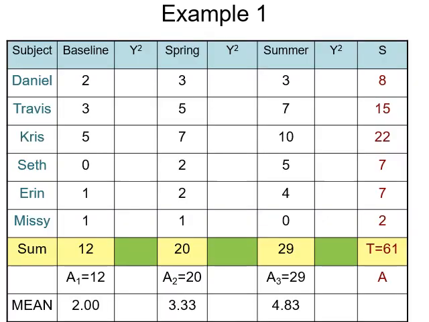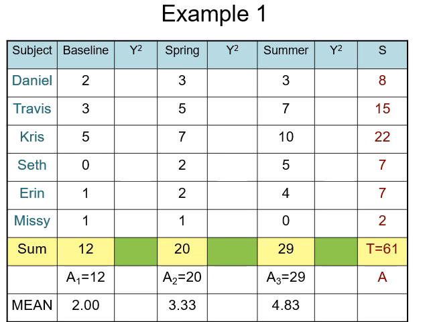So we now have the number for the top of the equation. We're now going to look at the rest of the information that we need to finish the bottom of the equation. So we already have our A's, we already have our T. We now need to calculate the mean of each group. So we have a mean of 2.0 for the first one, and all we're doing here is taking A divided by 6, the number of participants. We have the mean for spring. Again, A is 20 divided by 6 is 3.33.